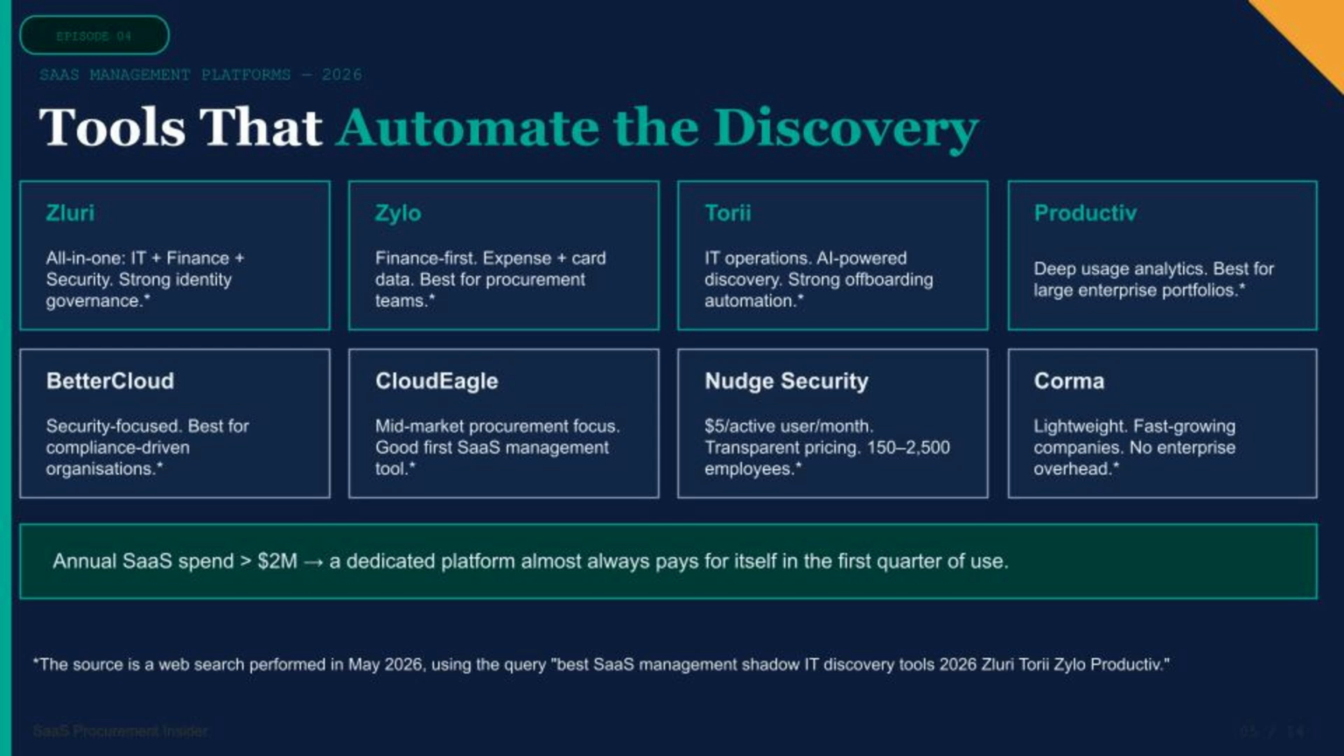Better Cloud is security-focused, best when SaaS governance is a compliance requirement. Cloud Eagle is positioned for mid-market procurement teams. Nudge Security offers transparent pricing at $5 per active user per month, a practical entry point. And Korma is built for fast-growing companies that need visibility without enterprise implementation overhead. If your annual SaaS spend is above $2 million, a dedicated platform almost always pays for itself in the first quarter.